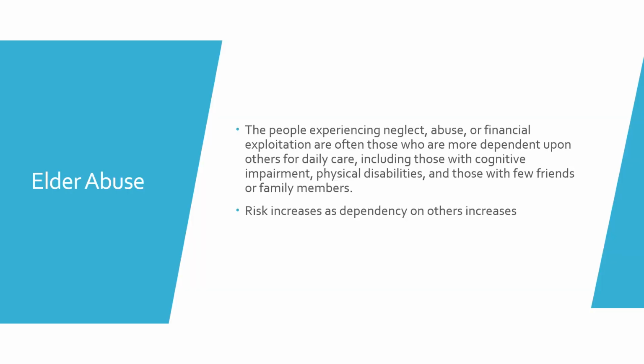Elder abuse is a type of abuse that can happen anywhere, and it can occur in any relationship. This is when our elderly population experience neglect, abuse, or financial exploitation, usually by those that they are dependent upon for their daily cares, including cognitive impairments, physical disabilities, those with very few friends or family members, as the risk increases as the dependency on others increases as well.